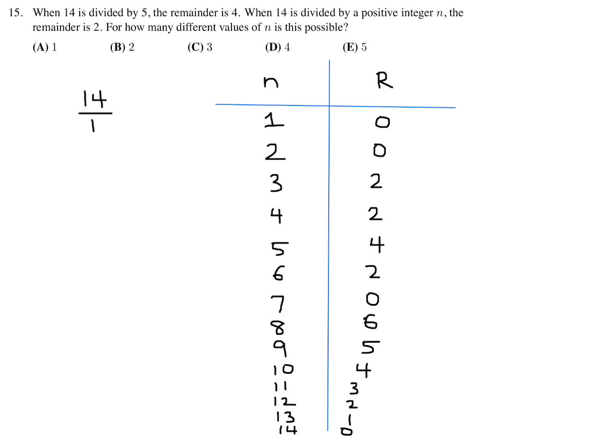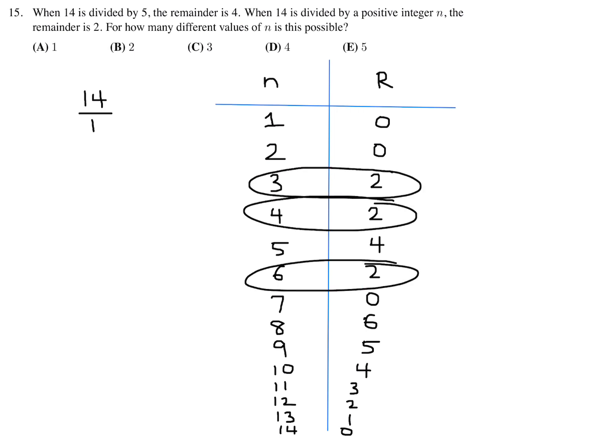So how many different values of n is the remainder 2? Okay, there's 2, there's 2, there's a remainder of 2, and finally this is the remainder of 2. So the remainder is 2 when n was 3, 4, 6, and 12. So 4 values of n give a remainder of 2 when 14 is divided by n. So number 15, the answer is D.